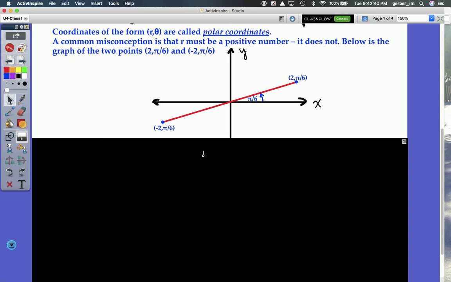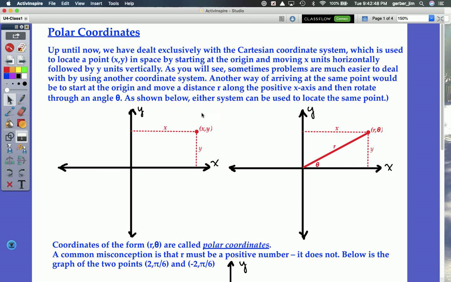Now, one important difference between polar coordinates and Cartesian coordinates is that in Cartesian coordinates, any given point is unique. In other words, let's imagine that this is the point 4 comma 3. I've started here, gone 4 units to the right, and gone up 3 units. This is the point 4 comma 3. That is the only way to label that point.